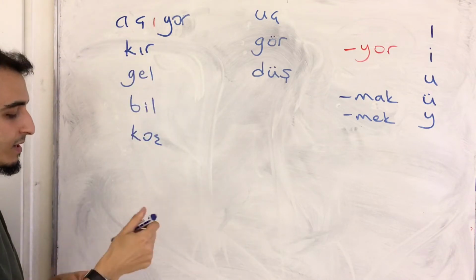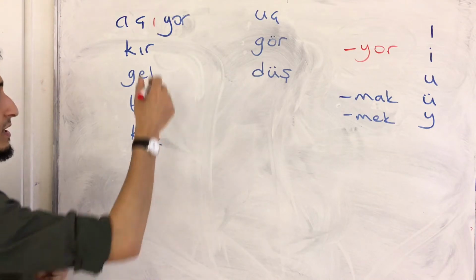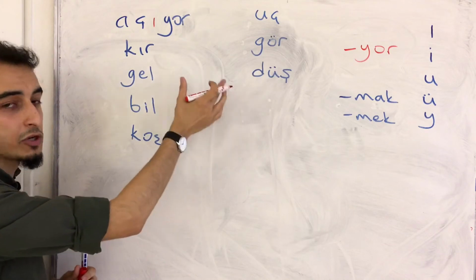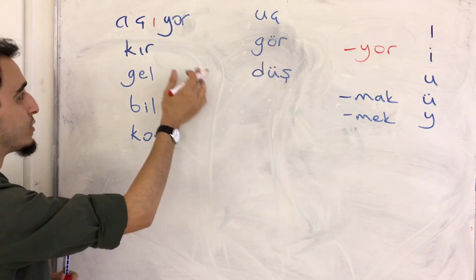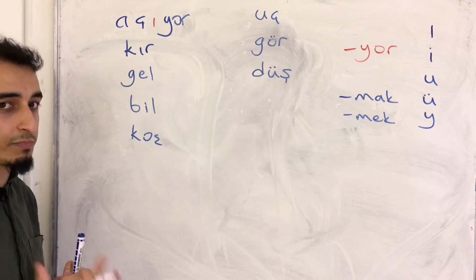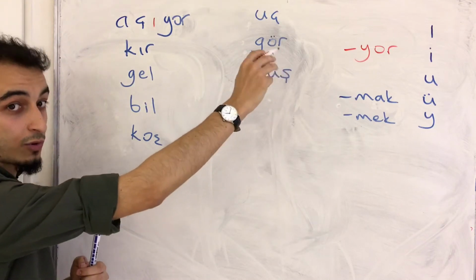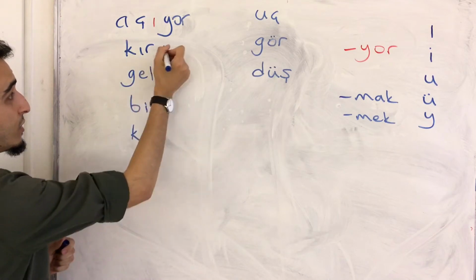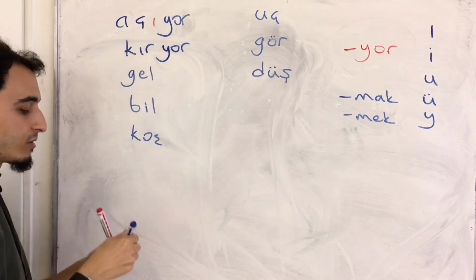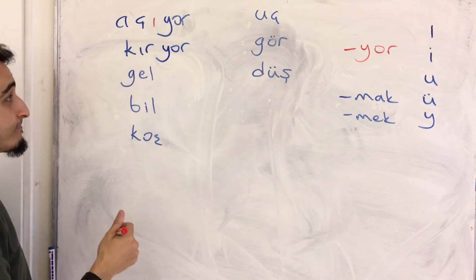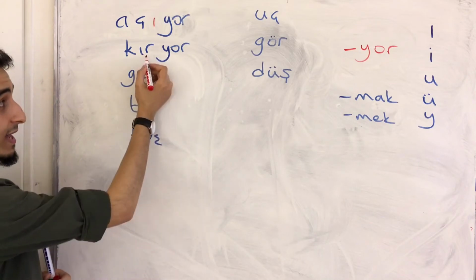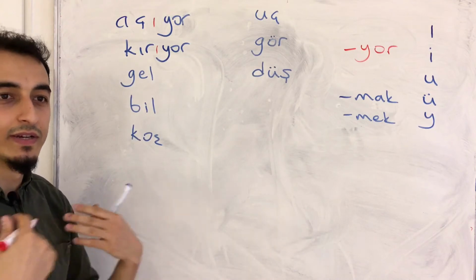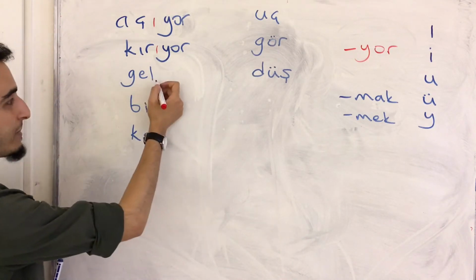Verbs ending in a consonant need a helper sound, and they all end in a consonant. So we will always need a helper sound when we add yor. Let's see. Kır, yor. Is it okay? No, because it ends in consonant, so we need this helper sound. Kırıyor. Gelmek, to come.